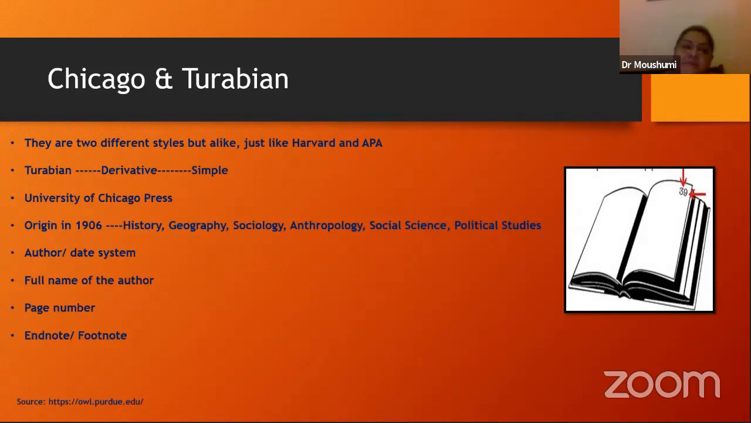We can say a Turabian system is just a derivative of a Chicago system, but it is much simpler. It was given by University of Chicago Press, and it came into origin in 1906. And Chicago or Turabian system is mainly used in history, geography, sociology, anthropology, social science, political sciences. It also carries on just like APA, author date system. And here there is a full name of the author, page number, and a new system has come, that is endnote and footnote.